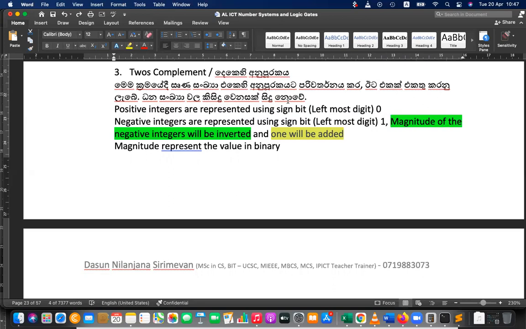Positive numbers. How to show positive numbers in one's complement? Is it different from sign and magnitude or the same? That's the same. Okay, then what about two's complement? Is it different in two's complement or the same? Same. Right. Now you have to remember only one point. What is that? Positive numbers in all three methods are the same. Understood?